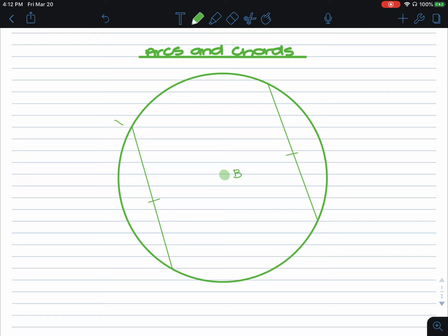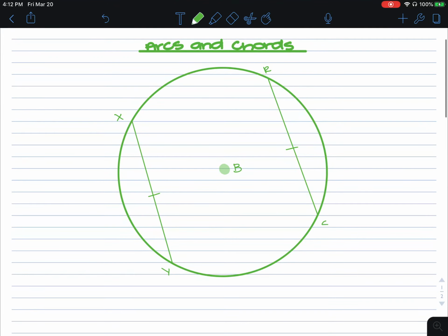Let's label these. Let's call this one XY. Let's say RS. So right now I know that my chords XY is congruent to RS. What this theorem says is if I have two chords that are congruent, then their minor arcs are also congruent. So then I know that XY is congruent to RS. I get my arcs.